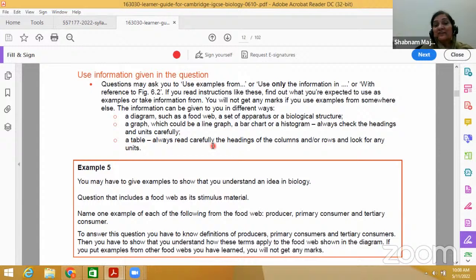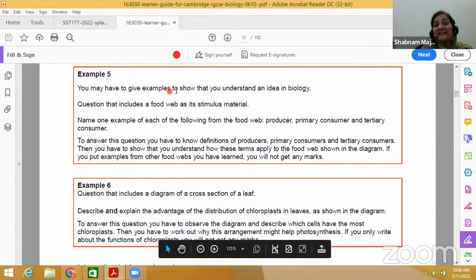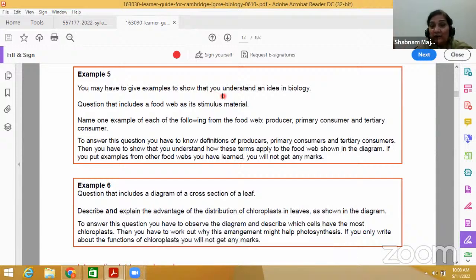A table: read the table carefully with the headings of columns and rows. So very important. Now come to example 5. You may have to give an example to show, while discussing all this, it can take you to any paper.